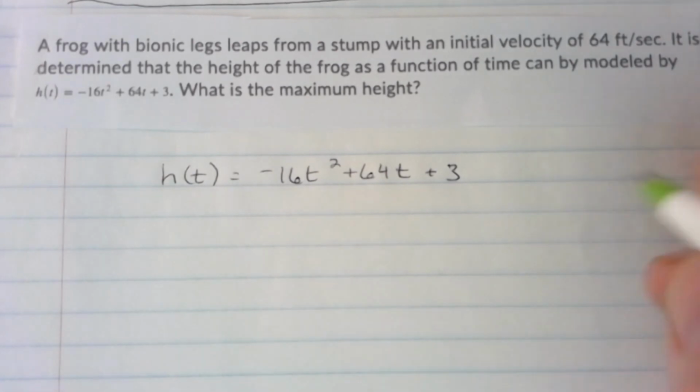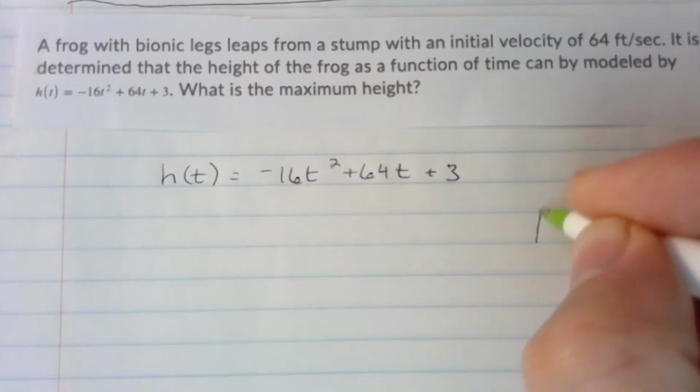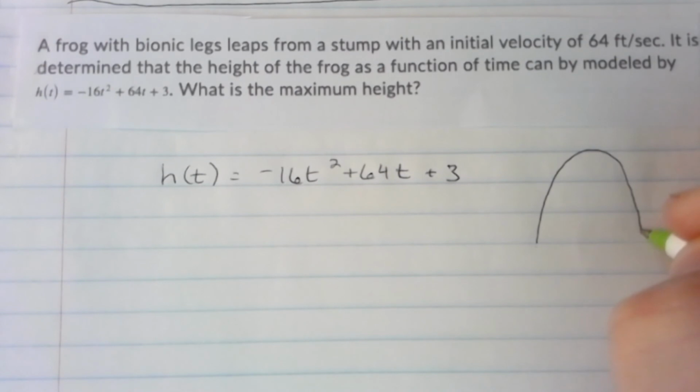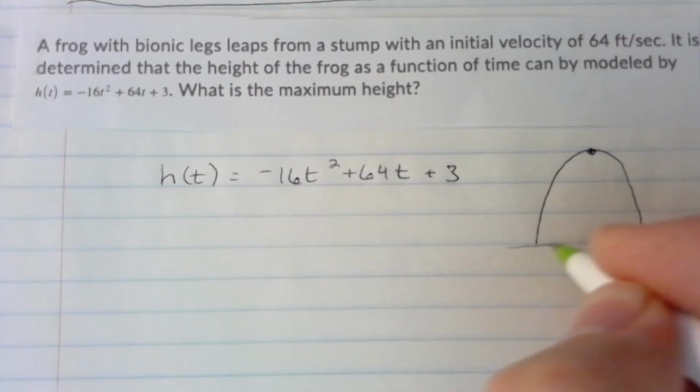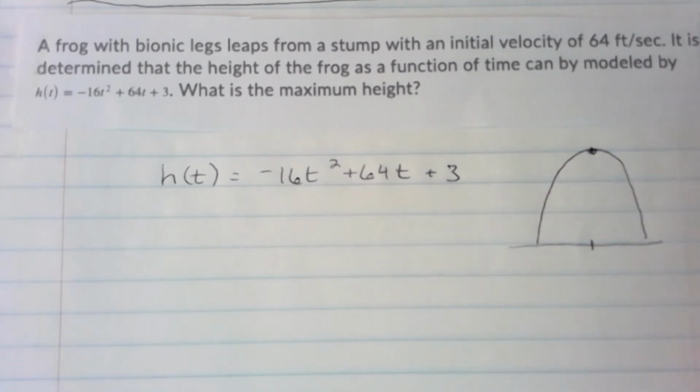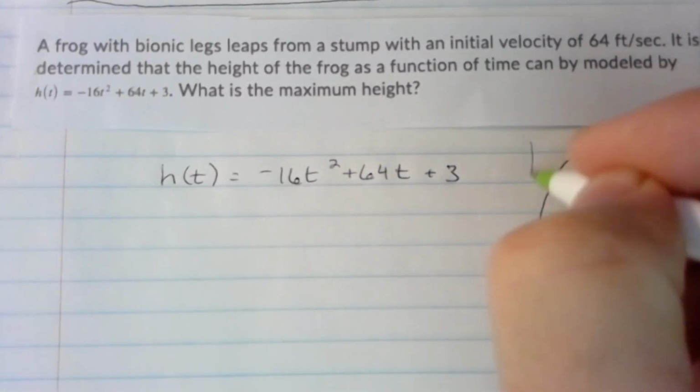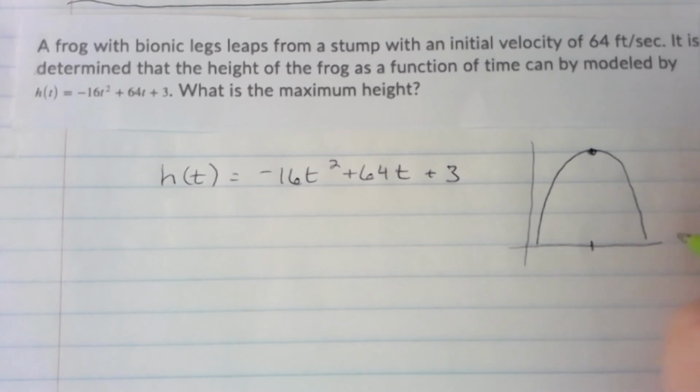The vertex would tell us two things: when the maximum height occurs and how high it actually is. If we think of the x-axis as t for time and the y-axis as h for height, the vertex will answer the question, what is the maximum height?